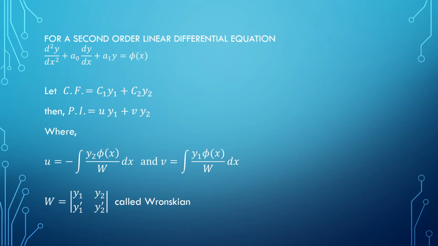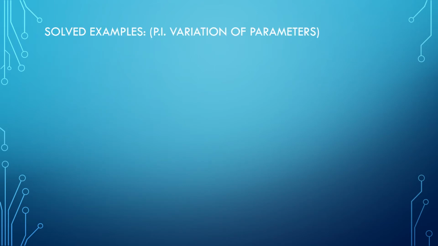Here W, which is mentioned in the formula, is called the Wronskian and it is given by the determinant y1 y2, y1 dash y2 dash. Let us discuss the process using an example. You can observe the RHS is cot 2x and none of the rules which we studied earlier can help us in finding particular integral for this equation.